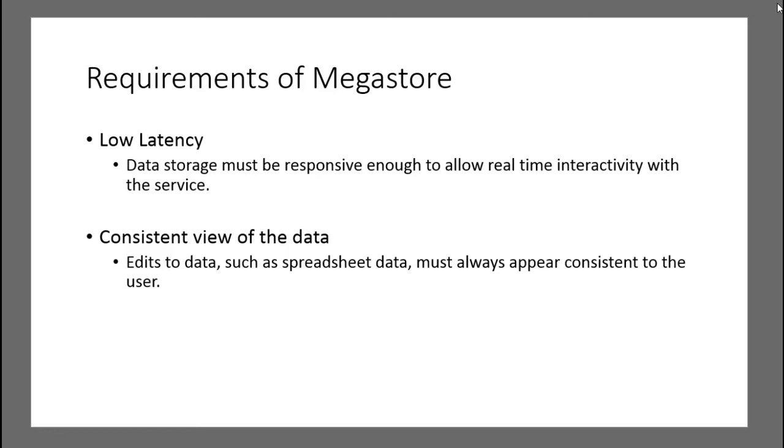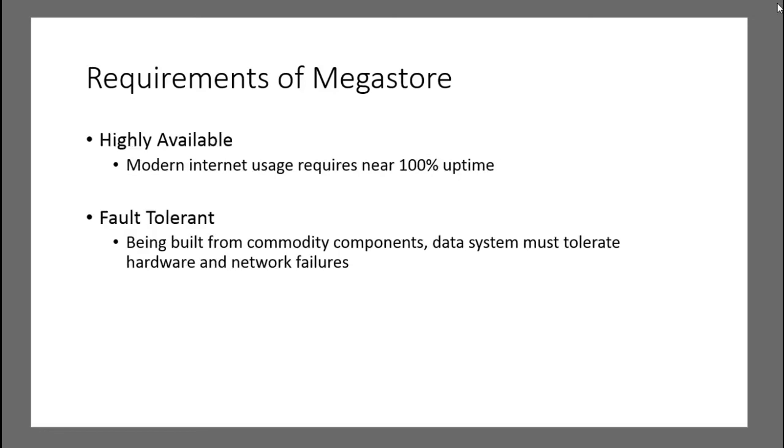It also needs to support a consistent view of the data. So again, with Google Documents, if you hit the save button and the document that gets saved looks different than the document that you tried to save, well, that's inconsistent. So Megastore needs to be consistent from the viewpoint of the user. So it needs to have user consistency.